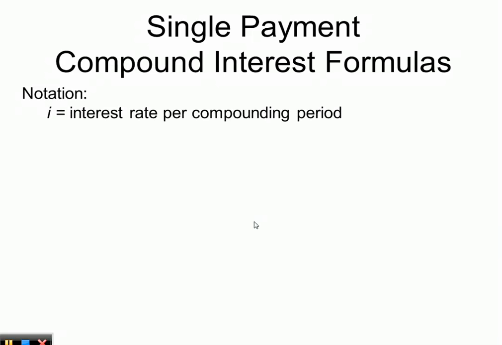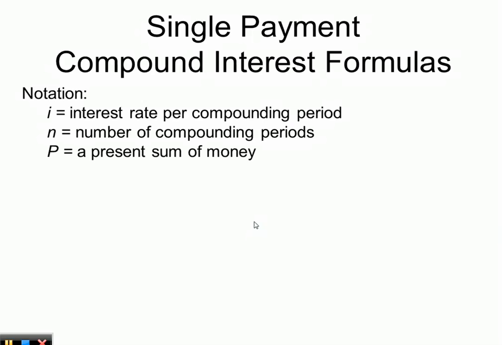So let's talk about single payment compound interest formulas. These are the formulas that help us move cash flows from time now to sometime in the future, or the other way around, from sometime in the future to time now. Here's our notation. I represents the interest rate per compounding period. Of course, we're talking about compound interest. N is the number of compounding periods. P represents a present sum of money. F is the future sum of money.